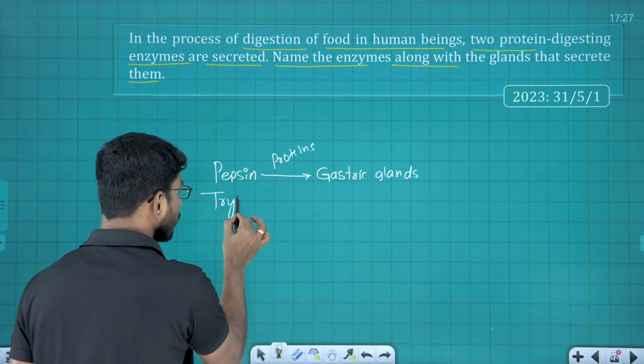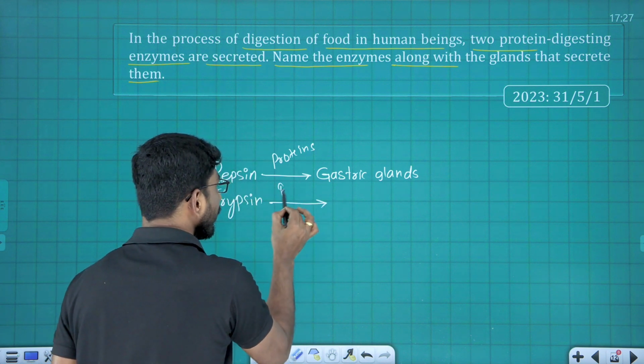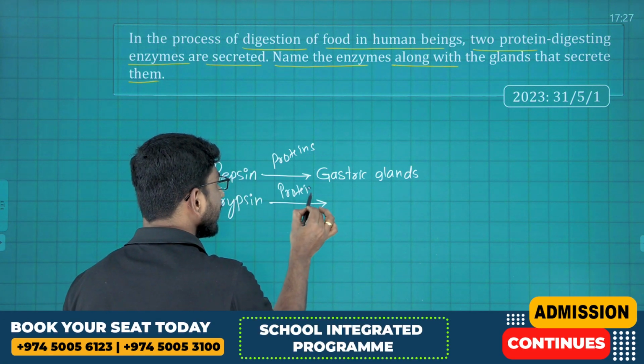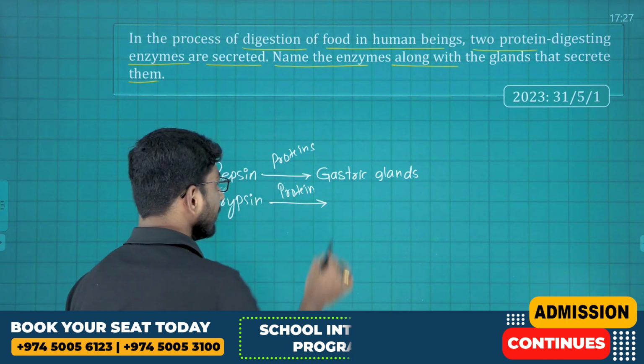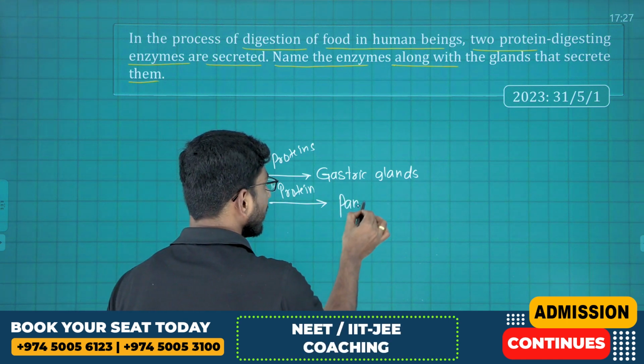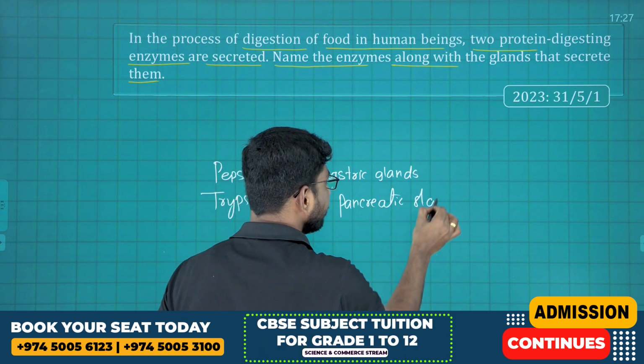This trypsin is also a protein digesting enzyme. It is secreted by the pancreatic gland. Remember all of you, pancreas or pancreatic gland.